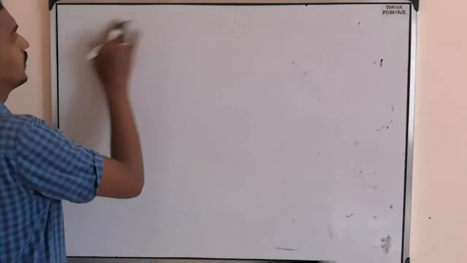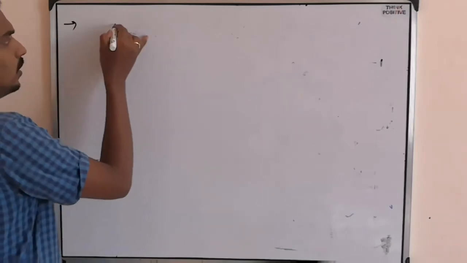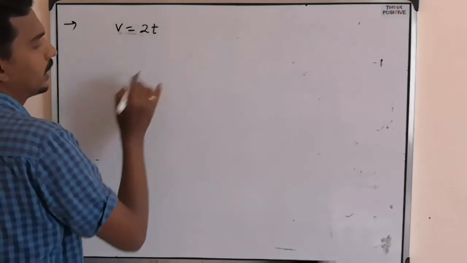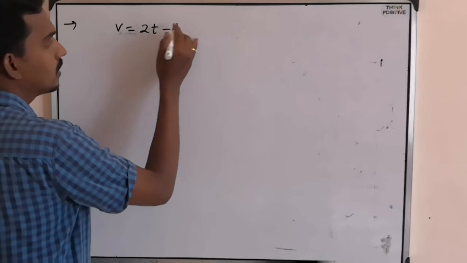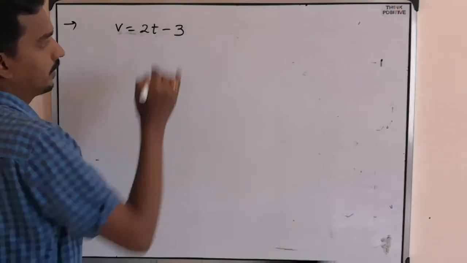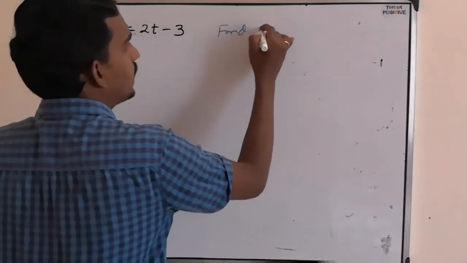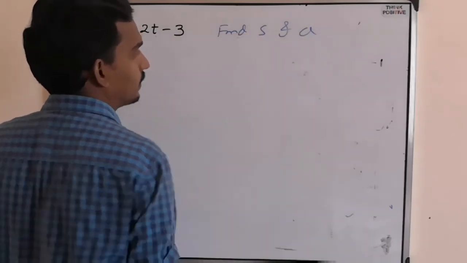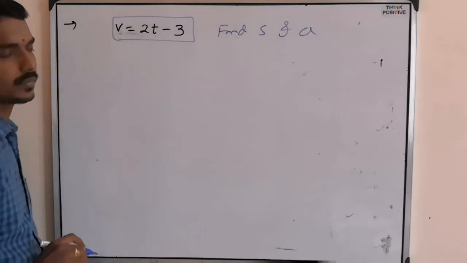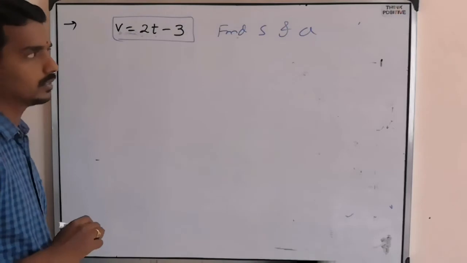They have given the velocity as 2t minus 3. Then they are asking to find displacement and acceleration. So they have given velocity, right? And they are asking displacement and acceleration.